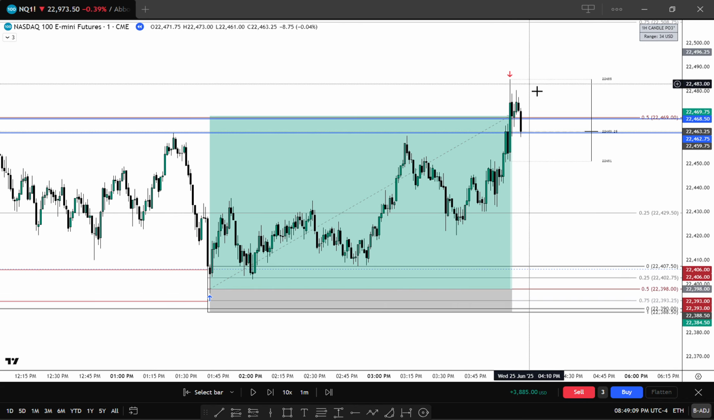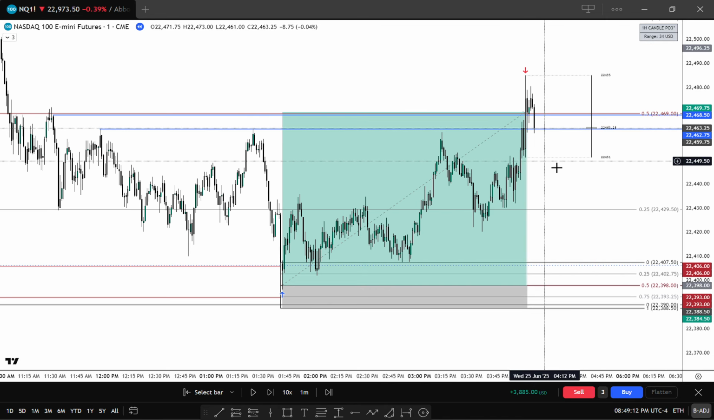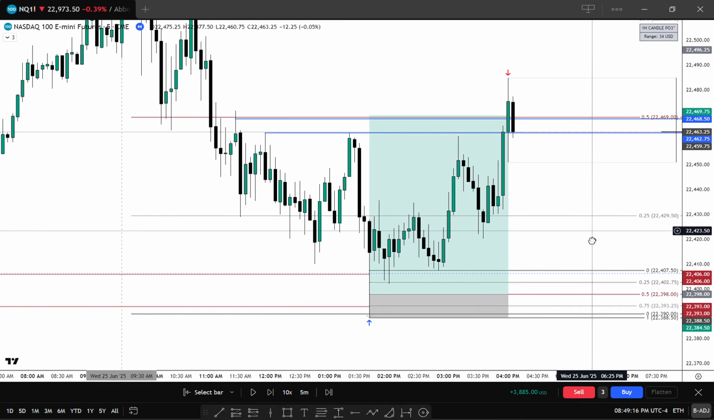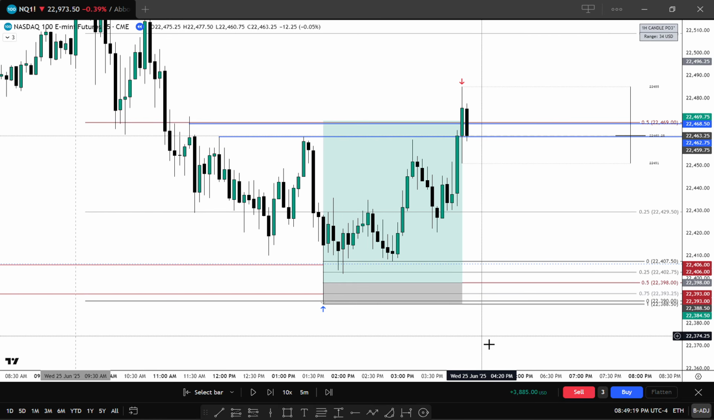So pretty much you caught the low and you caught the high using this framework. Any questions about how I took this trade, why I took this trade?